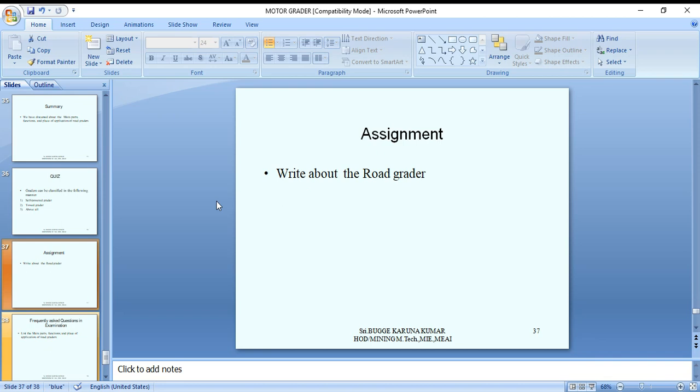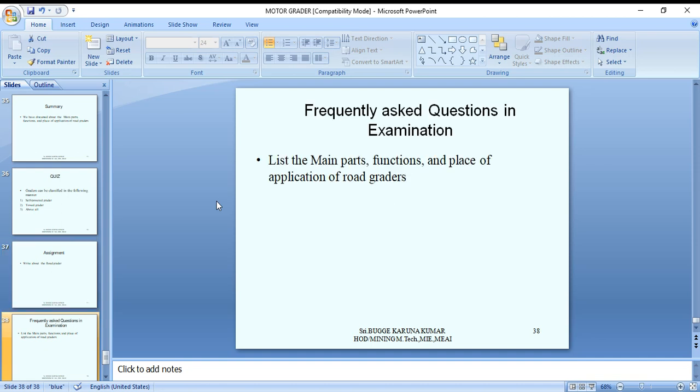Then the assignment is to write about the road grader with a neat sketch and mention the various parts of the grader. The frequently asked question in board examinations is to list the main parts, functions, and place of application of road graders. So with this, I'm going to conclude. Thank you very much.